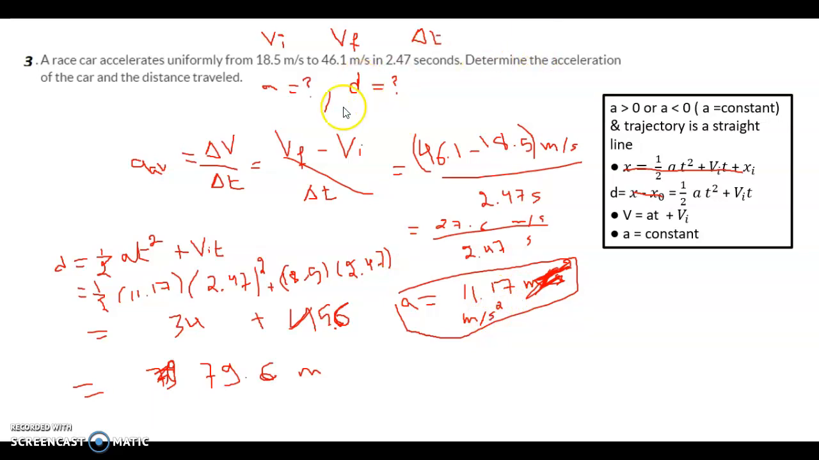Now then determine the distance traveled. D is equal to half AT squared plus VIT. So half times 11.17 times 2.47 squared plus 18.5, the initial speed, times 2.47. So 34 plus 45.6 is 79.6 meter.